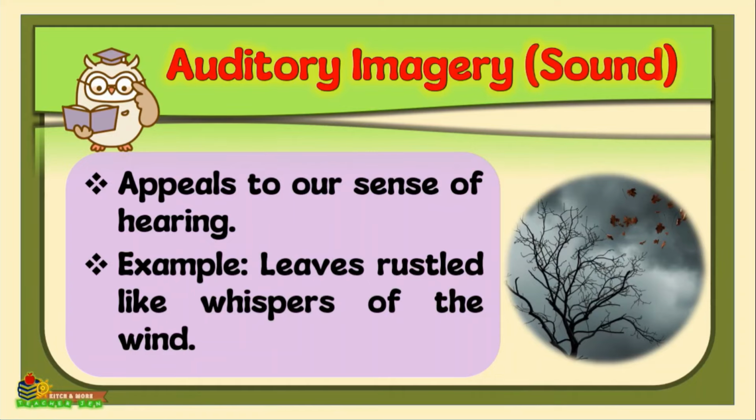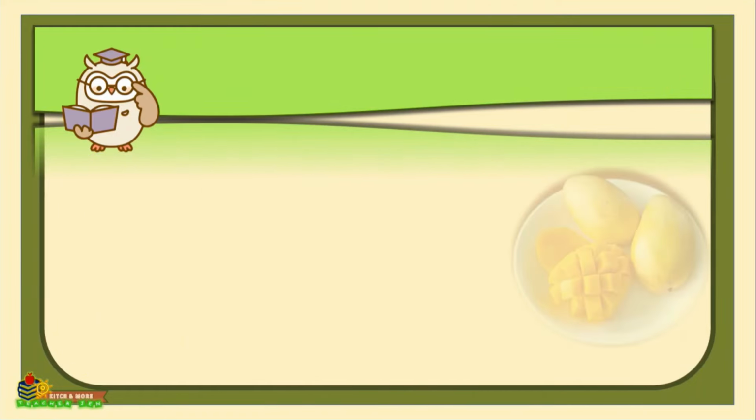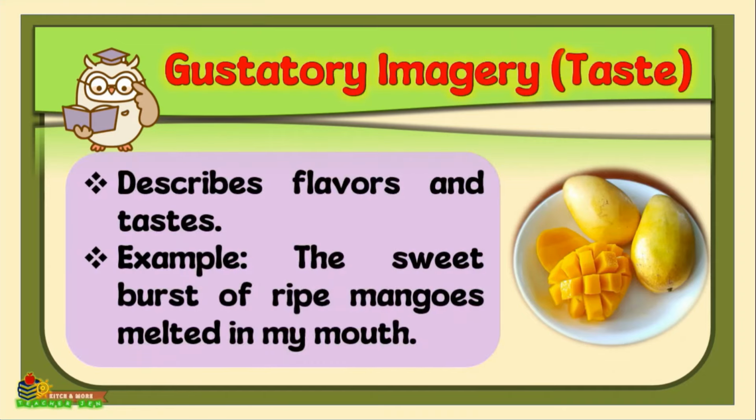This time, let's proceed with gustatory imagery, or the sense of taste. It describes flavors and tastes. For example, the sweet burst of ripe mangoes melted in my mouth. Gustatory imagery makes us taste what the poet tastes. Think of a juicy mango or spicy adobo. Your mouth waters, right? That's the power of words.